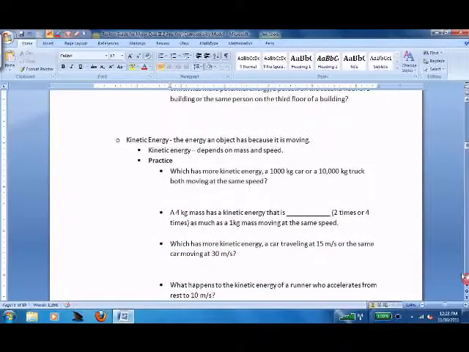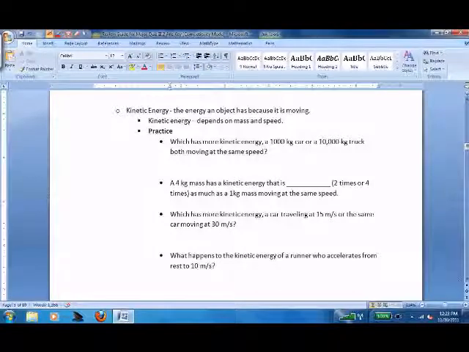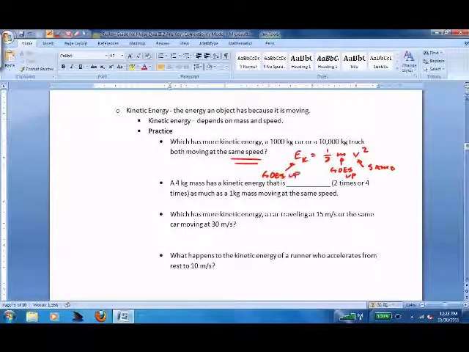Kinetic energy, this is where things get a little bit more complicated. First one's not. Which has more kinetic energy, 1,000 kilograms or 10,000 kilograms if moving at the same speed? Well, the kinetic energy is 1/2 m v squared. If v is the same, but the mass goes up, then this will go up. So the 10,000 kilogram truck has more.